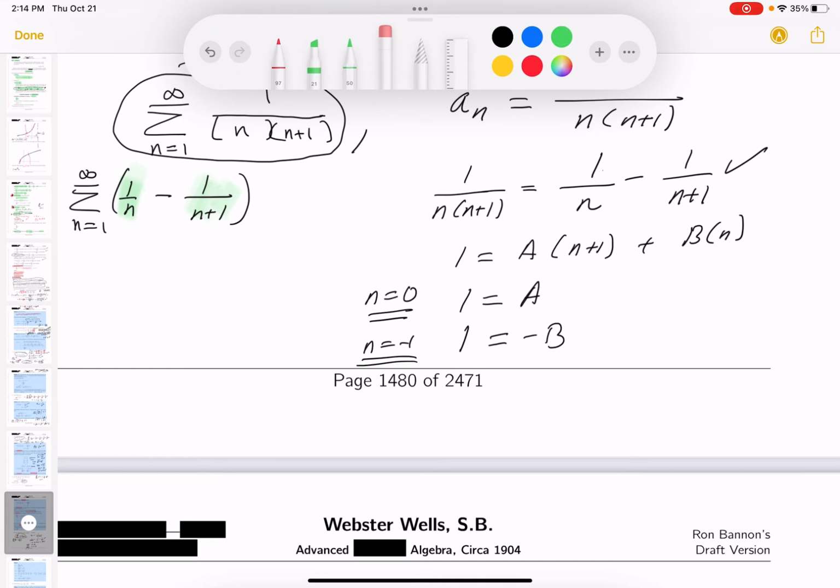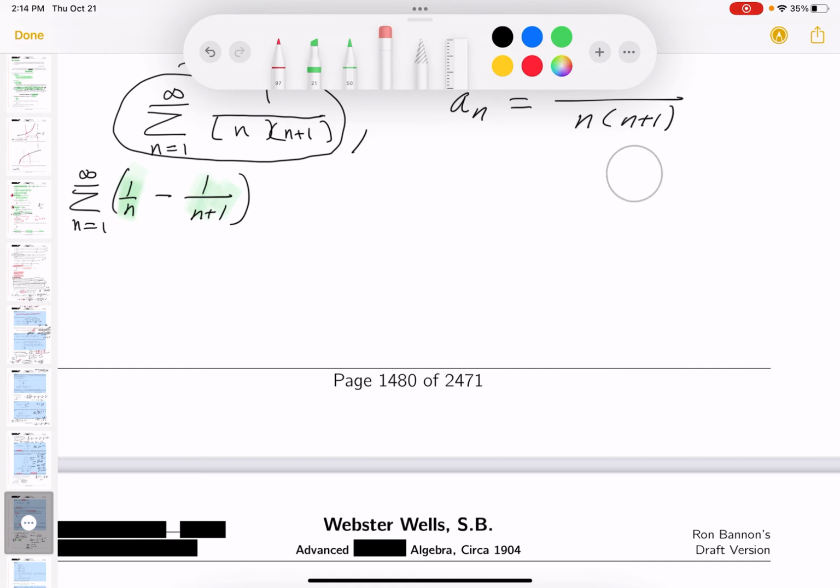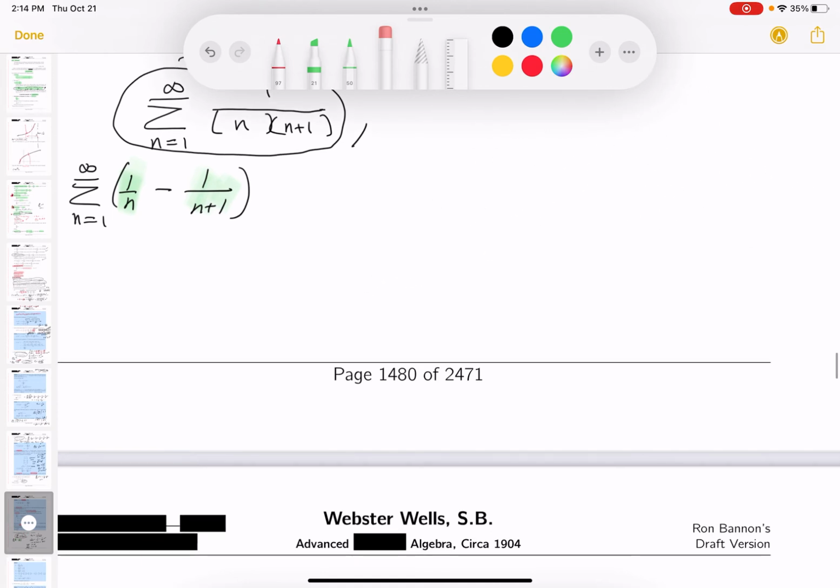So what I'm going to do is I'm going to start to erase my chicken scratch over here. I don't need it anymore. I don't need that anymore. I don't need this either. And what I want to do is I want to write down a partial sum. All right, so what do you mean a partial sum? I'll write this down for you.